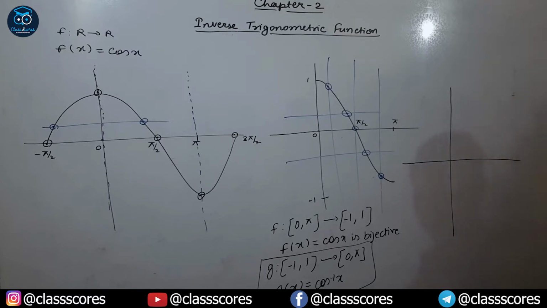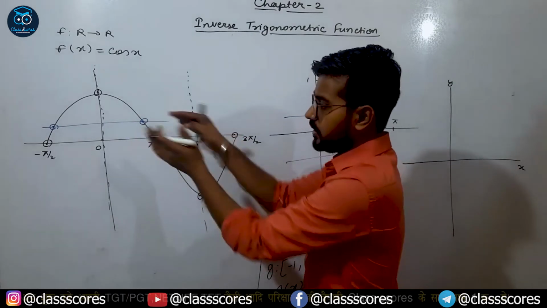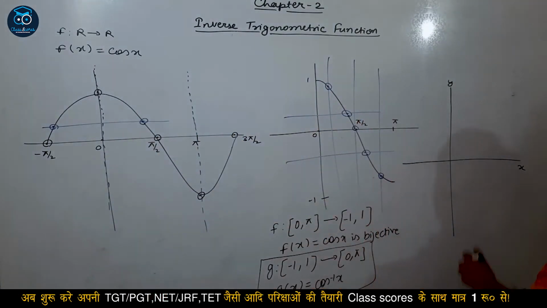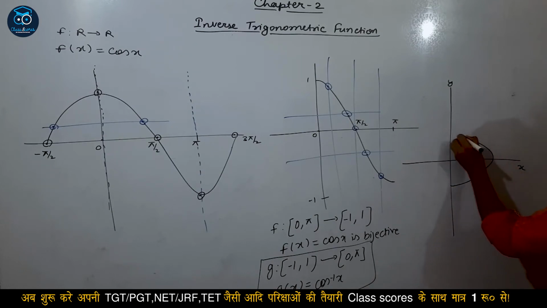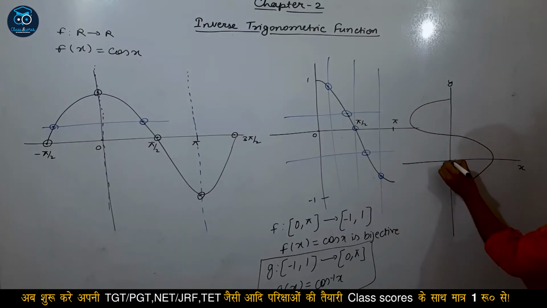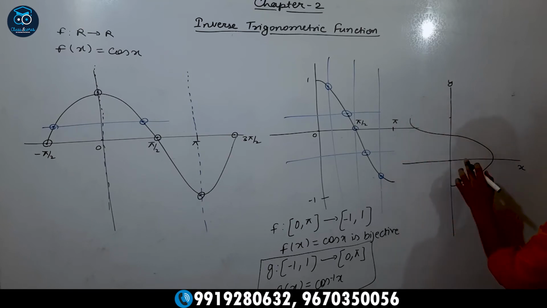Okay, how could we draw? Just simply interchange the x and y axis. If this graph looks like this, then here it looks like something, and here we have selected 0 to pi. Just remove the other part.